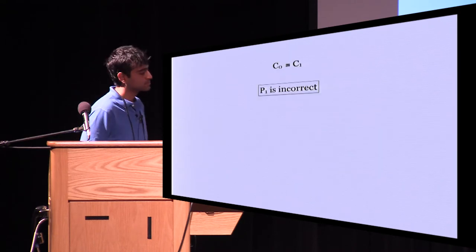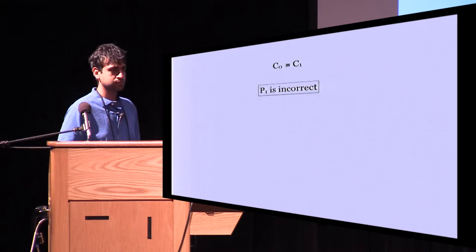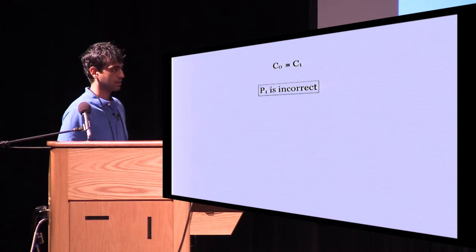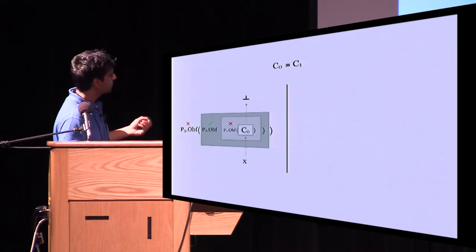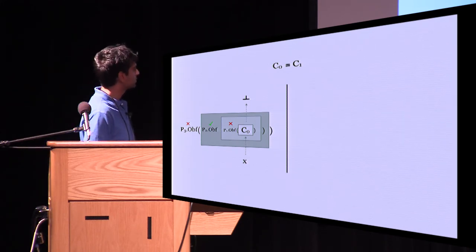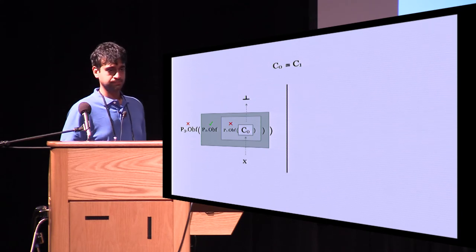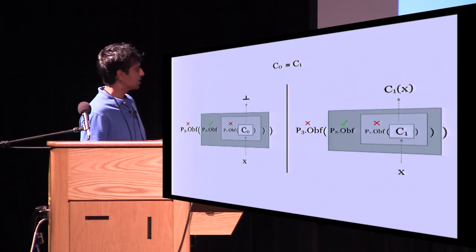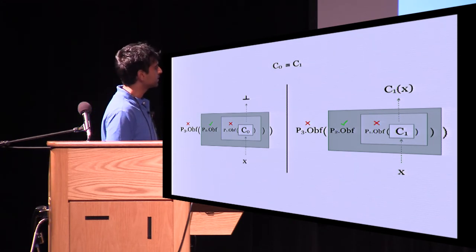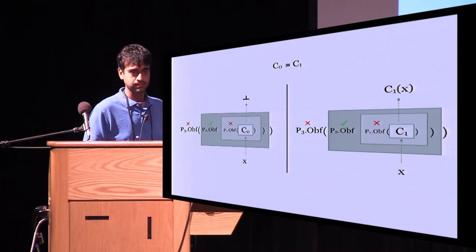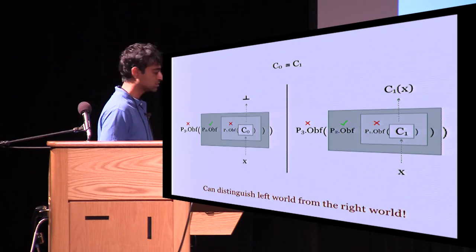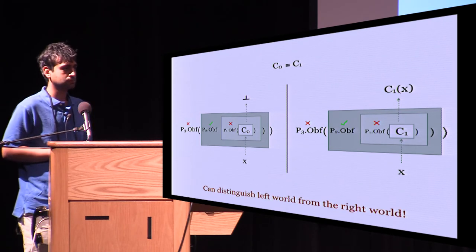Let's see a counterexample. So let's start with two circuits, C0 and C1, which are functionally equivalent. And let's start with the case when P1 is incorrect. On the left world, P1 on input C0 could potentially output a garbage circuit, in which case the combined circuit on input X will always output bot. On the right-hand side, P1 on input C1 could output a functionally equivalent circuit, in which case the combined scheme behaves correctly. So with this, we have a trivial distinguisher to distinguish the left and the right worlds. And so this doesn't work.